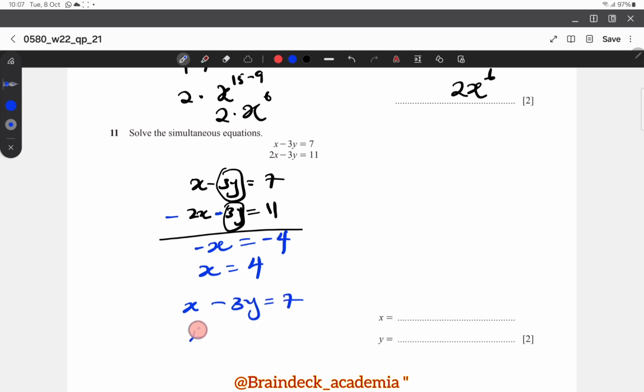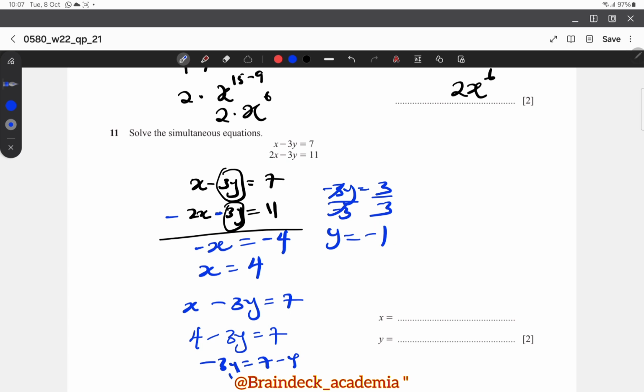So that will now be 4 minus 3y equals 7. That will be minus 3y equals 7 minus 4. That will be minus 3y equals 3. Divide both sides by minus 3, and y equals minus 1. If you want to be sure that your answer is correct, you can quickly check.